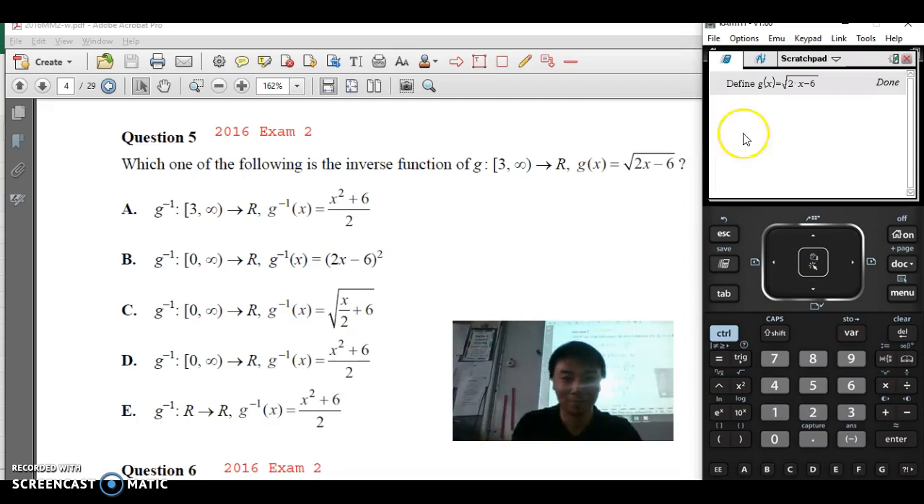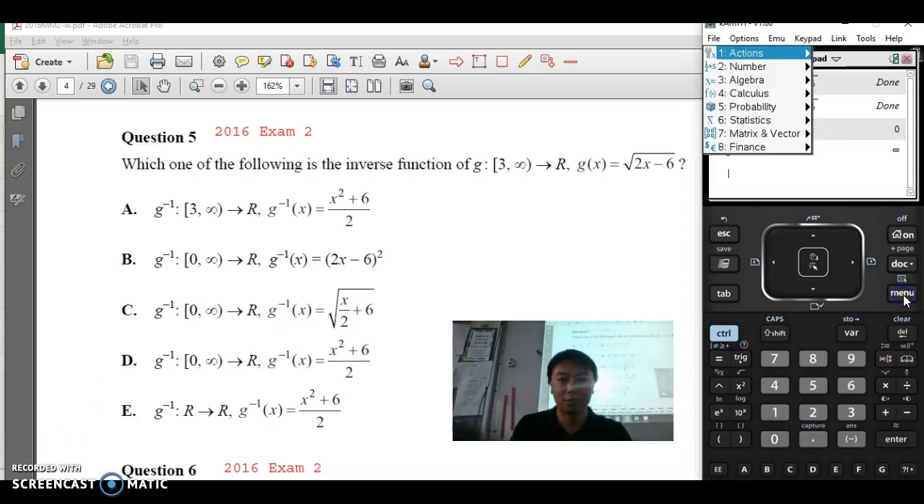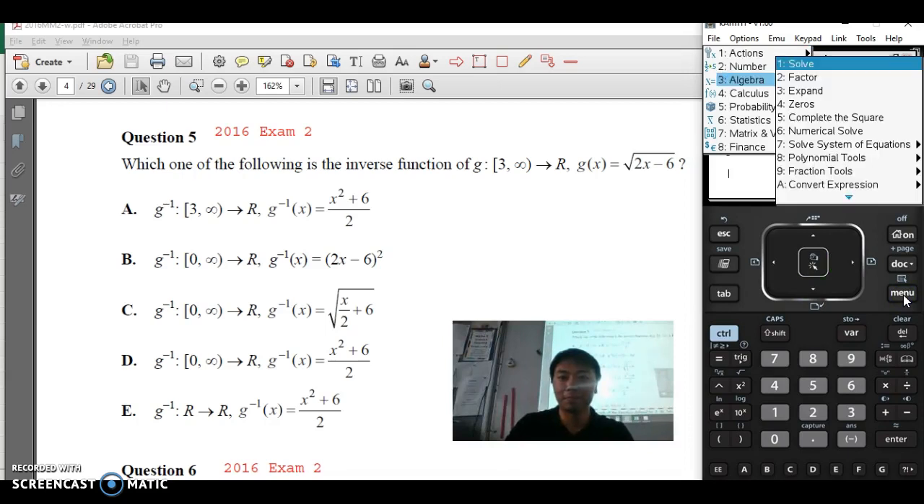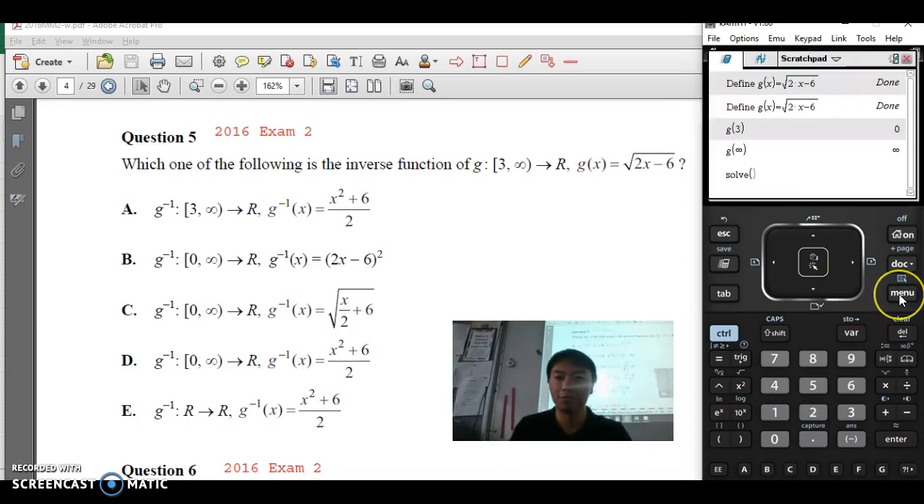Space. Square. So now go to menu, algebra, solve. Where is menu? Menu, algebra, solve. There we go. Algebra, solve. Yep. Type in x equal to.